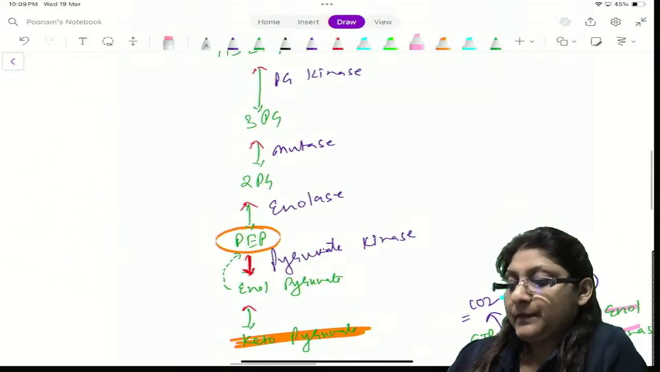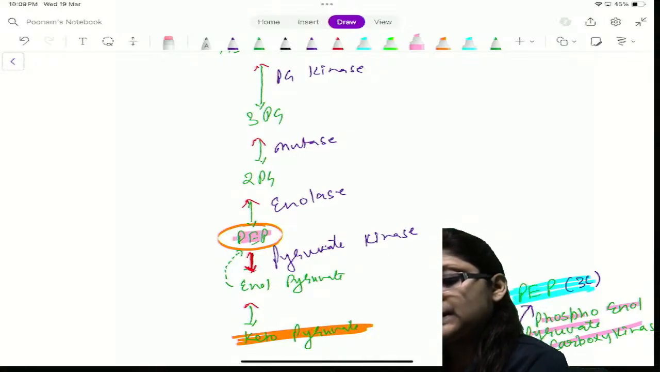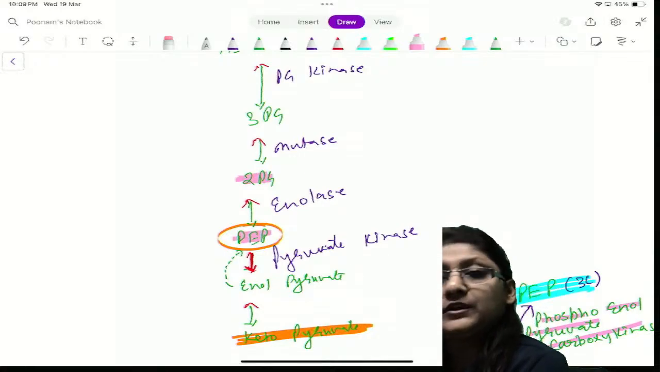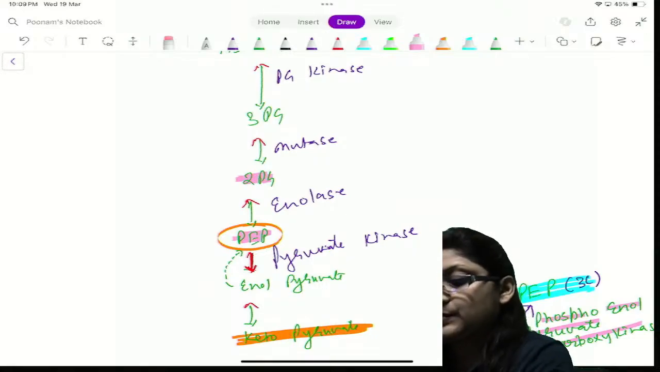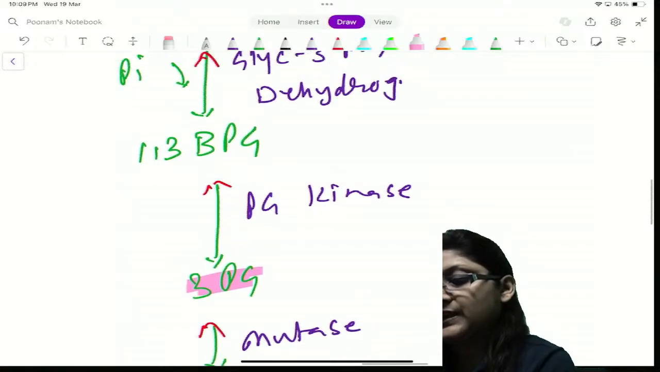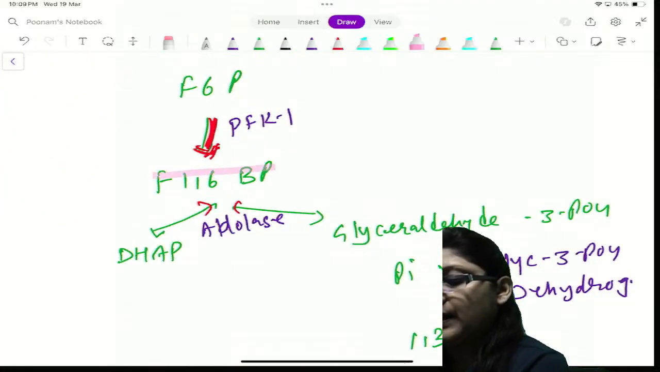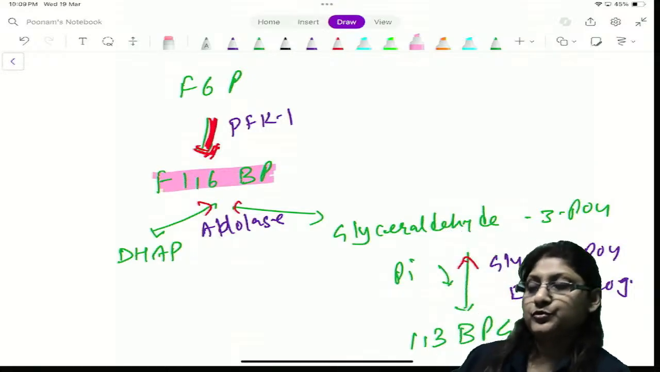And next, what is happening? This phosphoenol pyruvate is converted to 2-phosphoglycerate by enolase action, because that's a reversible one. 3-phosphoglycerate mutase is also reversed, PG kinase is also reversed. All these reversible equations will take place, and fructose 1,6-bisphosphate will be produced.